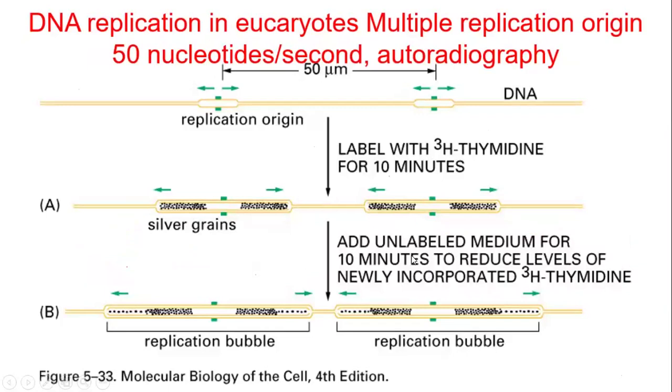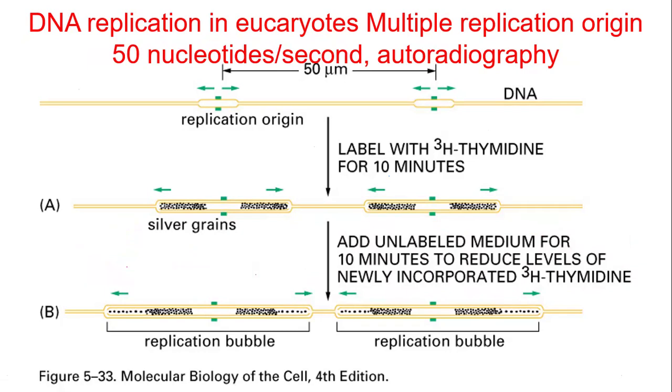Let me say something here. DNA replication in eukaryotes: multiple origins of replication, 50 nucleotides per second, autoradiography, and stuff like that. Now, these are some of the ways by which these ideas were actually established.